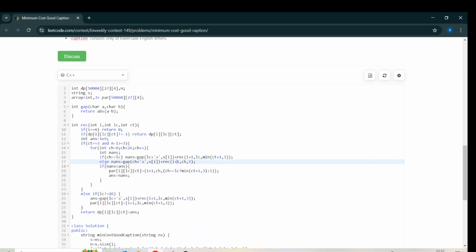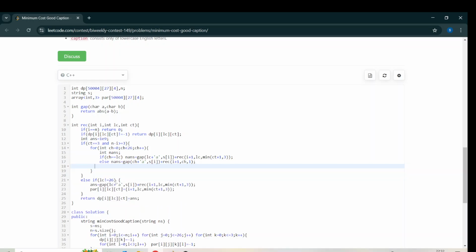This is the part, and ignore this part, right? Ignore this part. Let me delete this. If ch equals lc, we are incrementing the value of the count because we are increasing the streak. Otherwise, we are starting a new streak. I hope you get it.